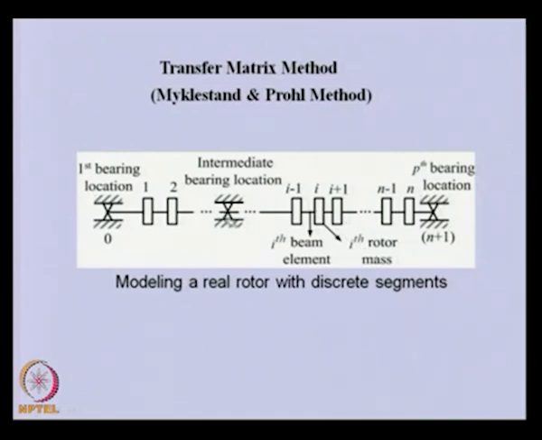For supports we will have a separate treatment, because here the support will give some unknown reactions. To tackle that, we will see through an example in a subsequent lecture how the support can be taken care of if there are intermediate supports. This transfer matrix method is also called the Myklestad and Prohl method, because these two developed this method independently, and that is why it is called the Myklestad and Prohl method.